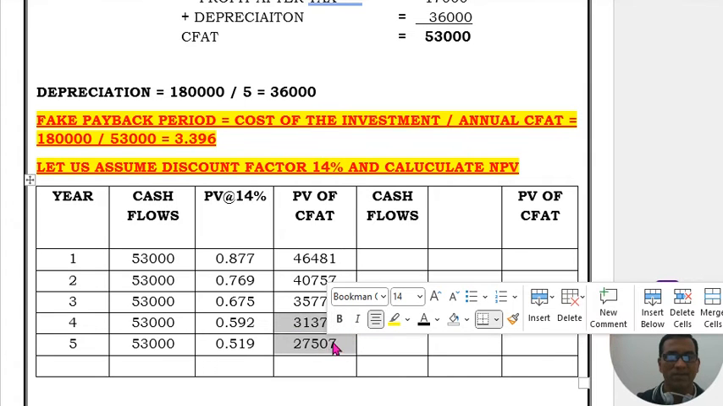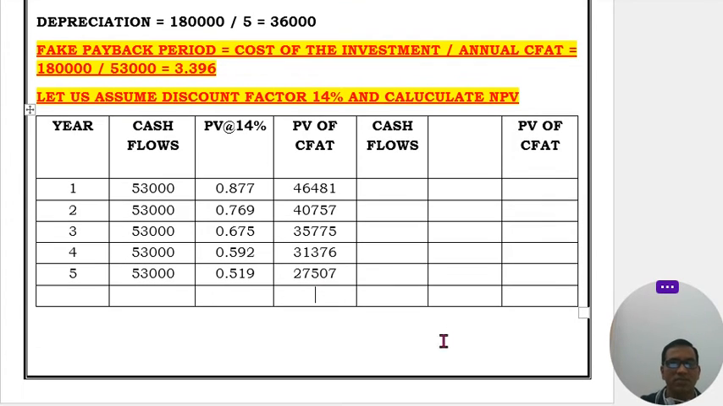Now totals. What is the total? 46,481 plus 40,757 plus 35,775 plus 31,376 plus 27,507, that is 181,896 total.